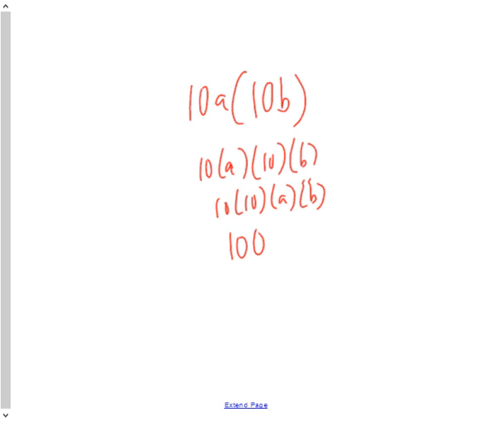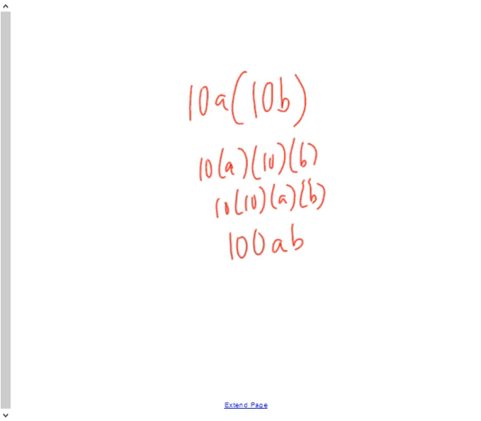And then when you have an a times b, because they are not like terms, you can't use exponents to make it like a squared or a b squared. They have to simply remain as a times b. So we have the monomial of 100ab as the product of 10 times a times 10 times b. It's just simply 100 times a times b, or 100ab.